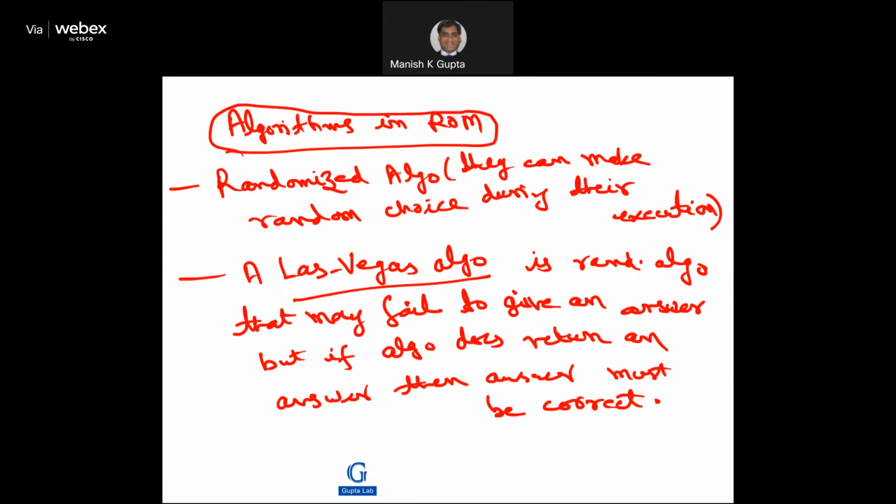In fact, anyway, I think we need to look at what are these algorithms that we are going to look at. So randomized algorithms can make random choices during their execution. A Las Vegas algorithm is a randomized algorithm that may fail to give an answer, but if the algorithm does return an answer, then the answer must be correct. Okay, so that is a randomized algorithm, or the Las Vegas algorithm.